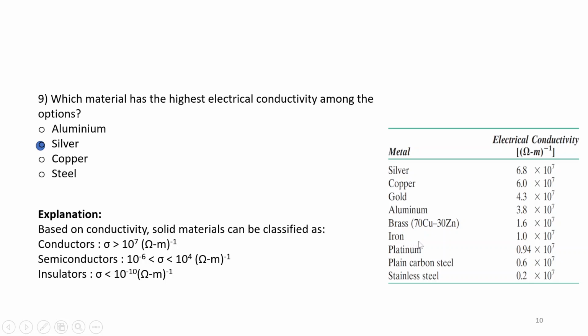Iron 1.0, and after aluminum they have brass, then iron, then platinum, then plain carbon steel, and then stainless steel. So one thing also to remember is that pure metals will always have higher conductivity compared to their alloys, because due to alloying, the scattering of the electrons will be there because of the lattice distortion.